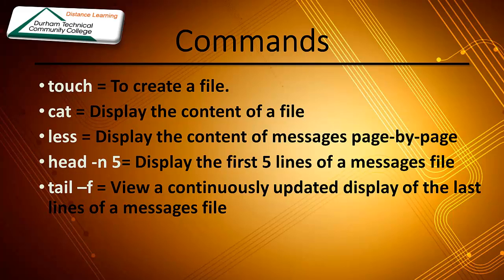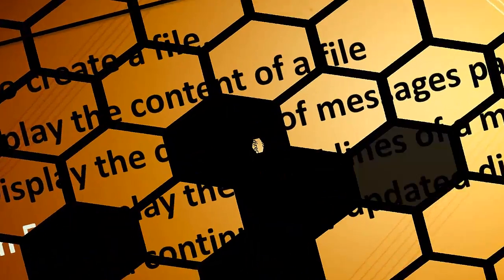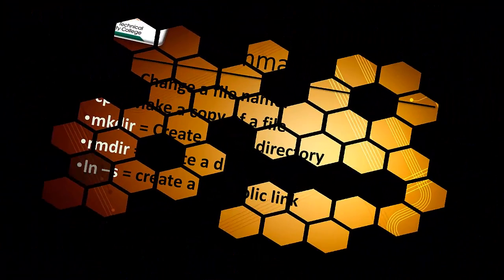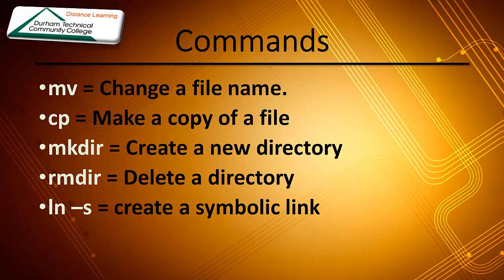The head -n command will display the first 5 lines of a file. The tail -f command will display a continuous update of the last lines of a file. The mv command will change a file name. The cp command will copy a file.